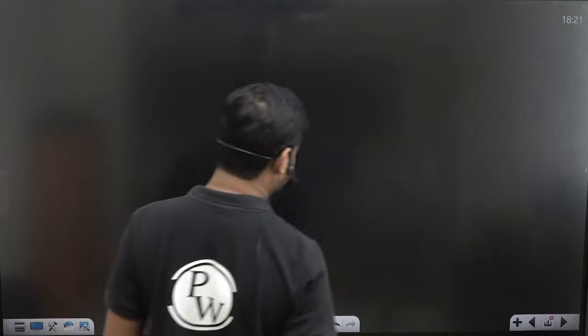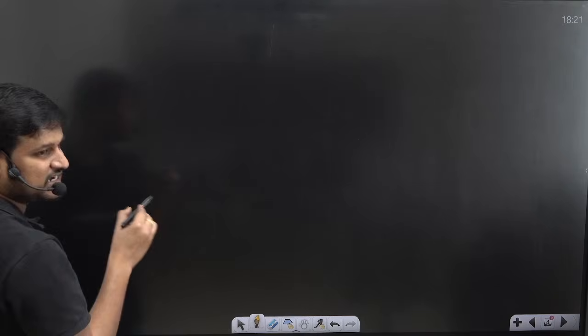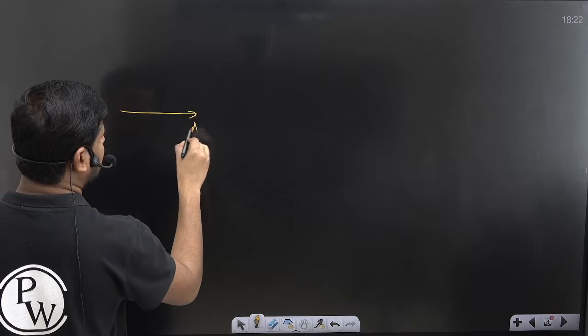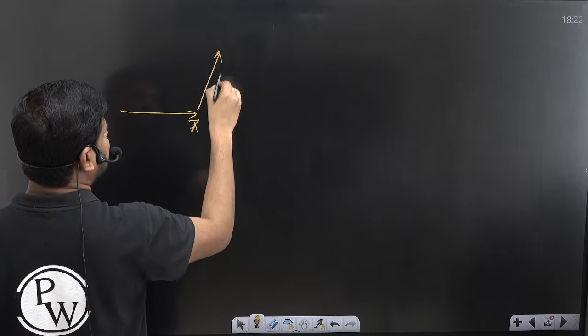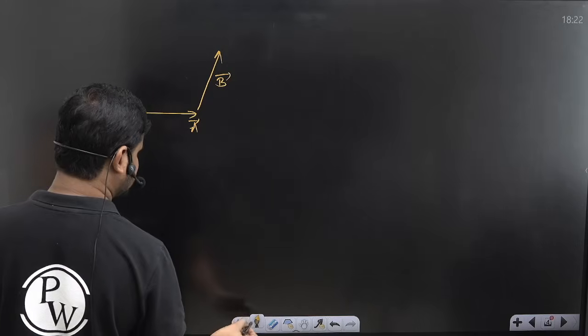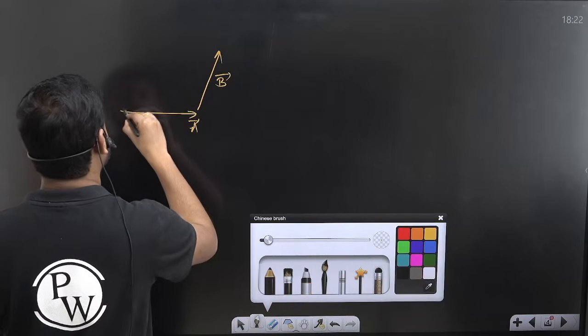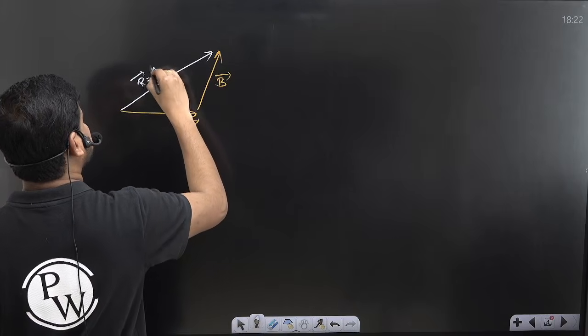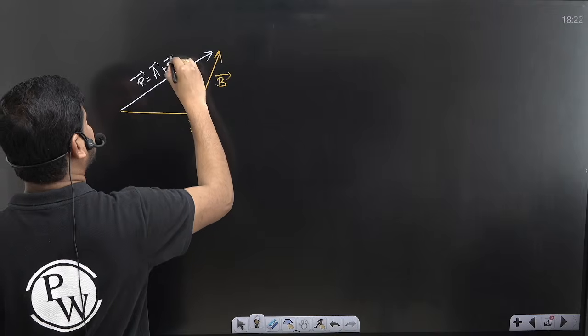So that's about the direction. Now what about the magnitude using the triangle law? This is a vector A, let's suppose, and consider this is a vector B. Now you know that the resultant is going to be this one. This is going to be the resultant, which is the vector A plus the vector B.